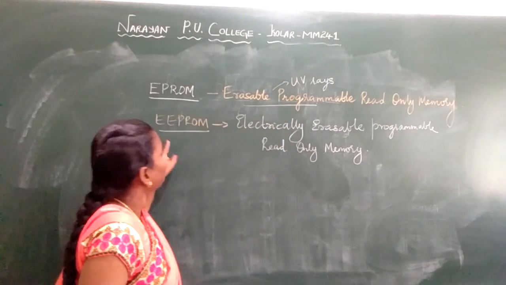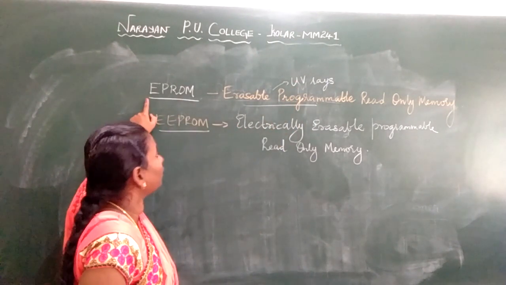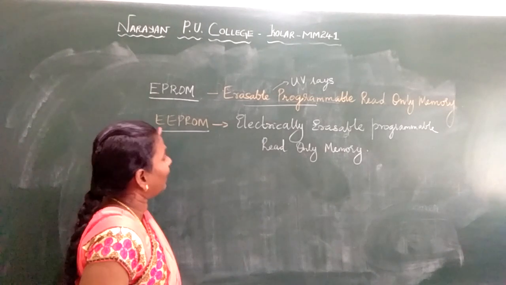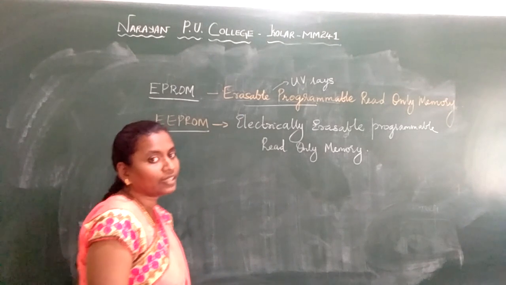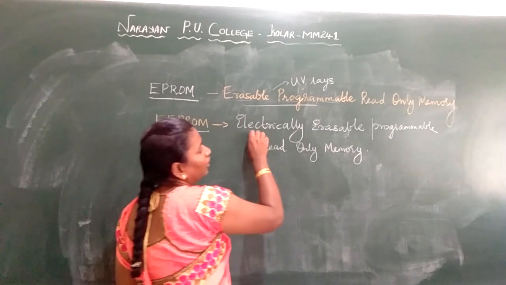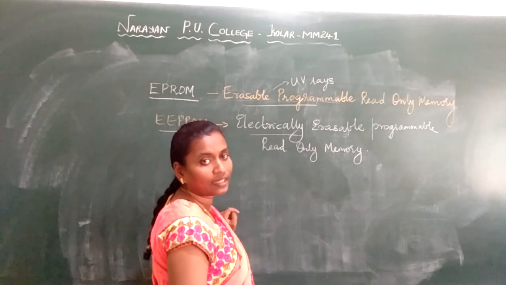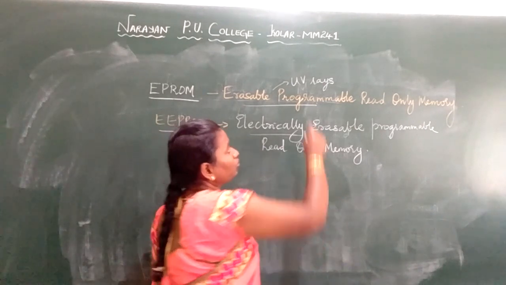Now when we see EEPROM, it is the same thing. It also works similar to EPROM, but it is electrically erasable programmable read-only memory. We use electric charge, electrical energy, in order to erase the content in the EEPROM. Whereas here in EPROM we use UV rays.